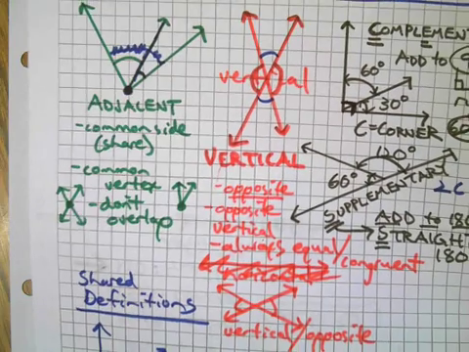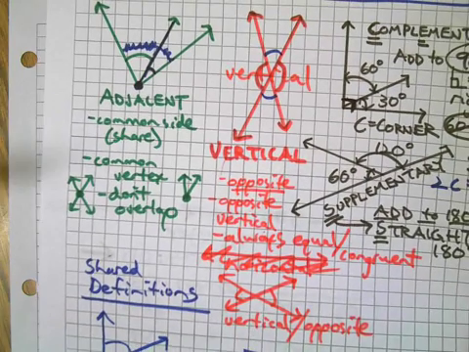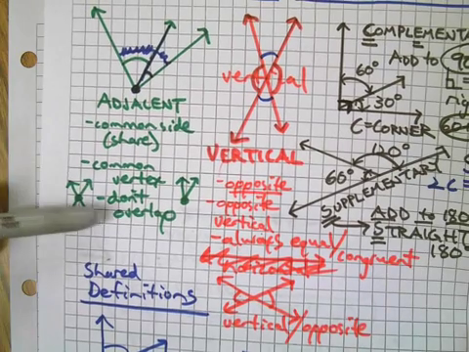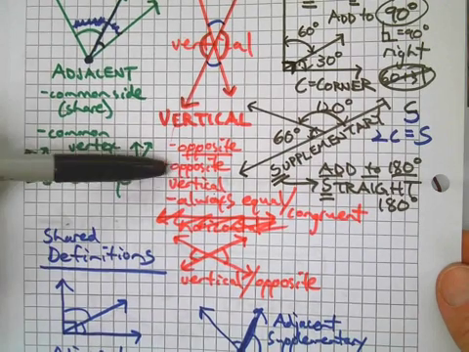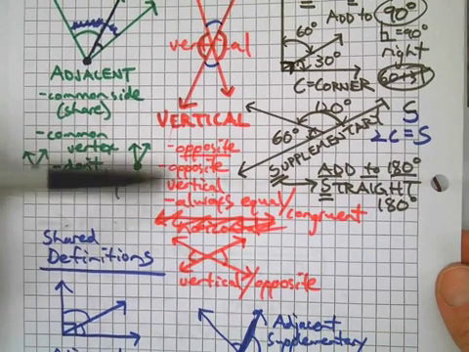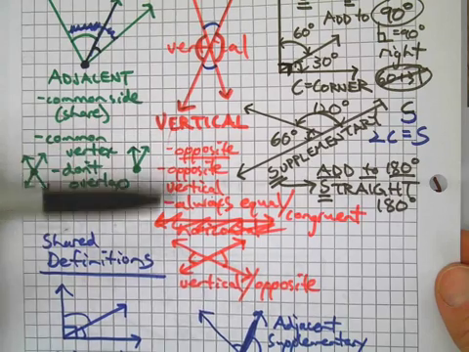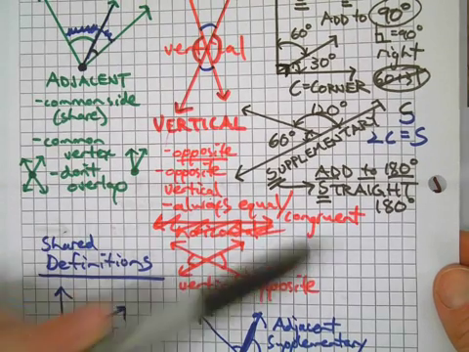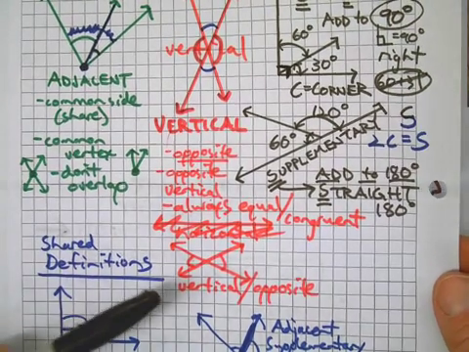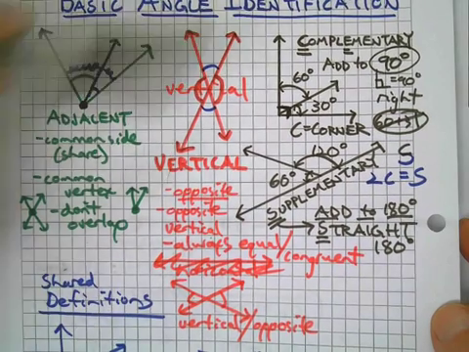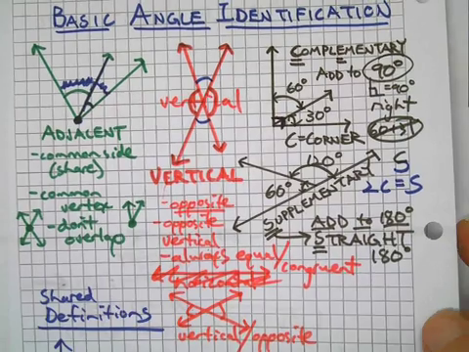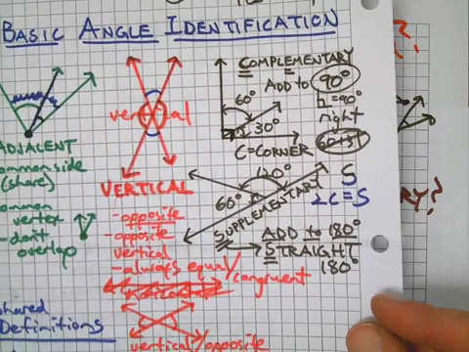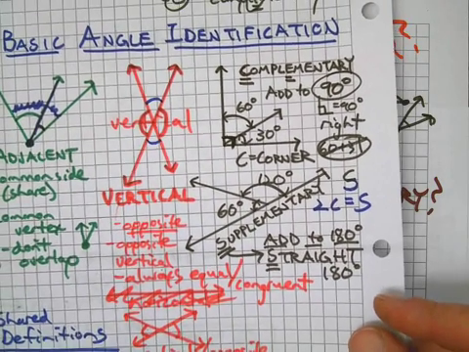Okay? We learned all about adjacent angles, which share a common side, a common vertex, and don't overlap. We learned about vertical angles in red here, which are opposite, sometimes called opposite vertical, sometimes just called opposite. You got to pay attention, but they're always equal and congruent, and the most common time you see them is when two lines intersect.